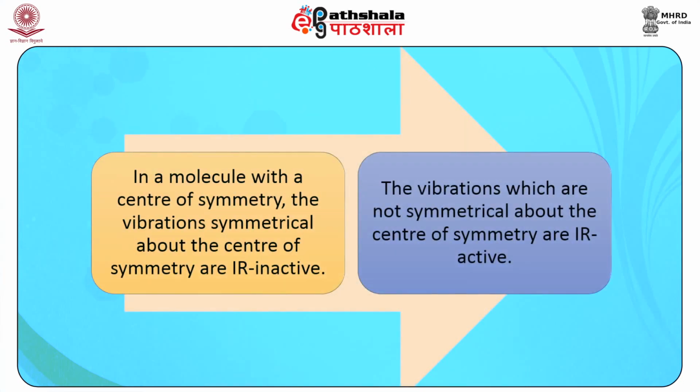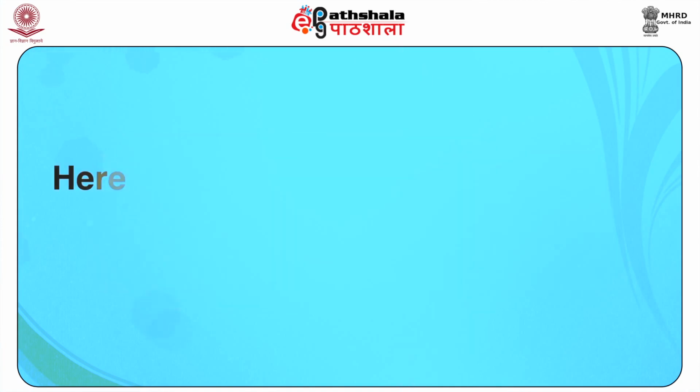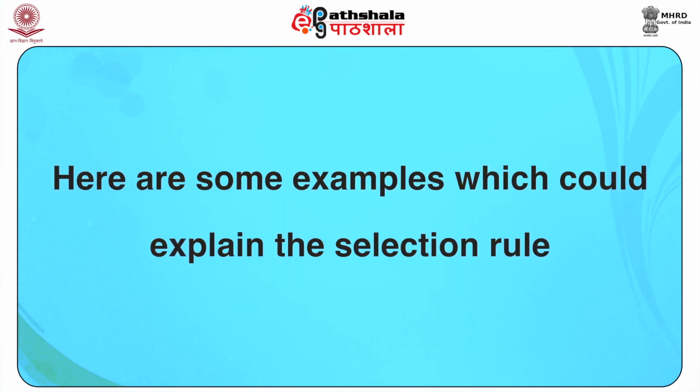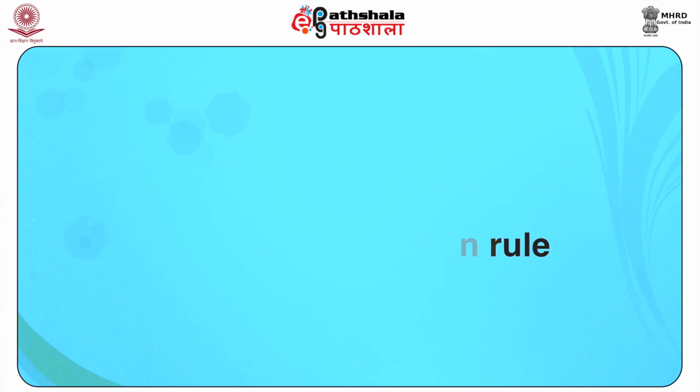In a molecule with a center of symmetry, the vibrations symmetrical about the center of symmetry are IR inactive. The vibrations which are not symmetrical about the center of symmetry are IR active. Now, here I would like to take some examples to explain the above selection rules.